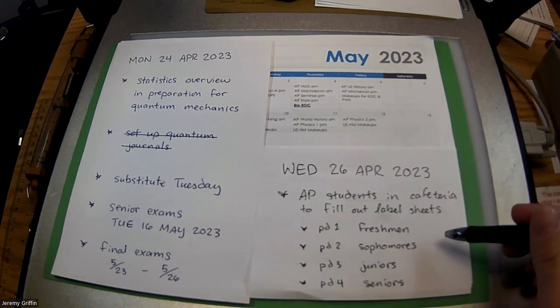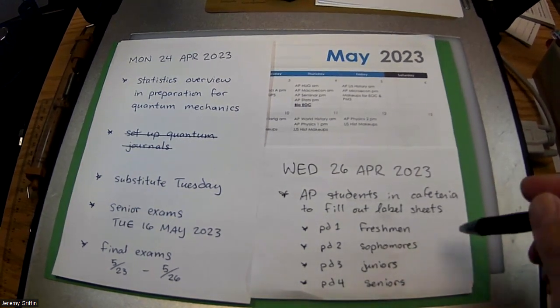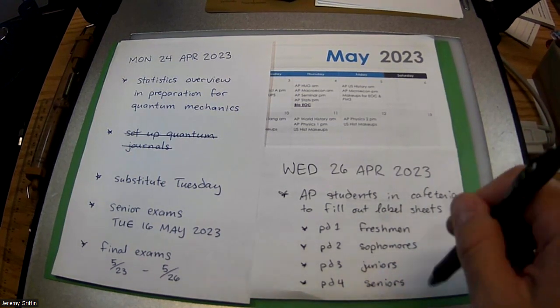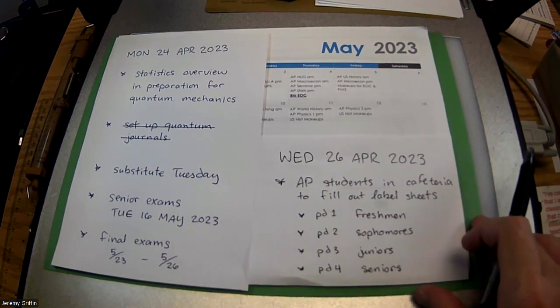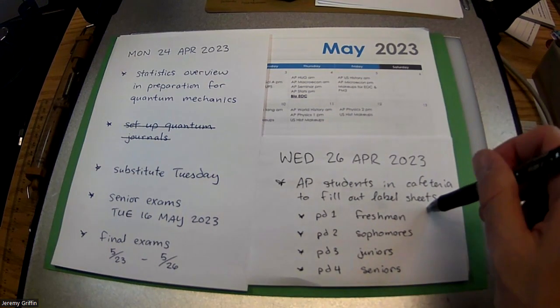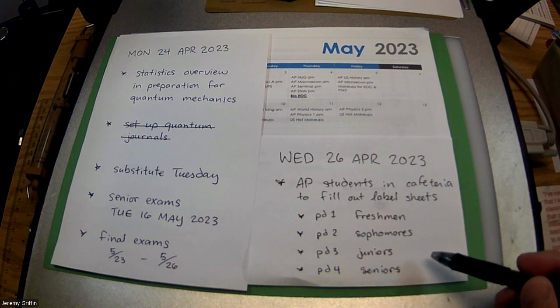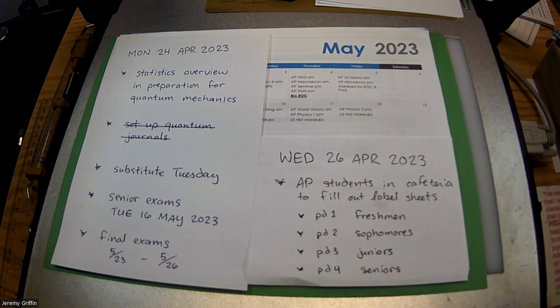If you are taking any AP classes, as some of you are, then on Wednesday they're going to have you in the cafeteria during one of these class periods to fill out your label sheets. Freshmen period 1, sophomores period 2, juniors period 3, and seniors period 4. This is going to be on Wednesday the 26th. I'll be in the cafeteria just filling out bubble sheets. Okay, so you know that.